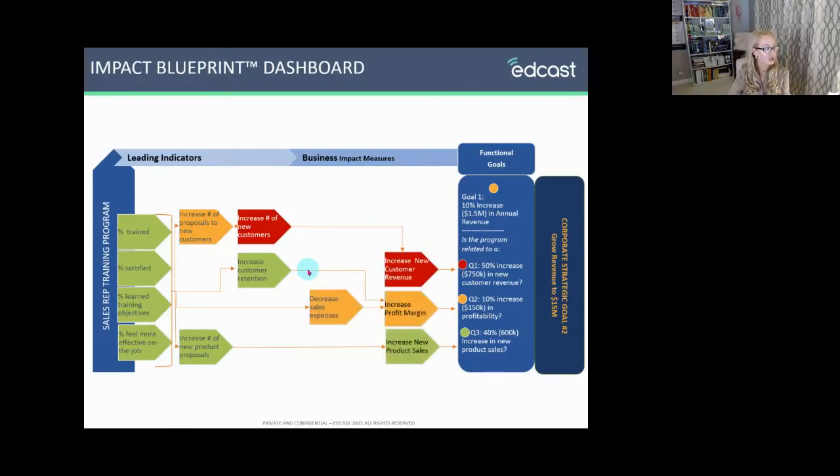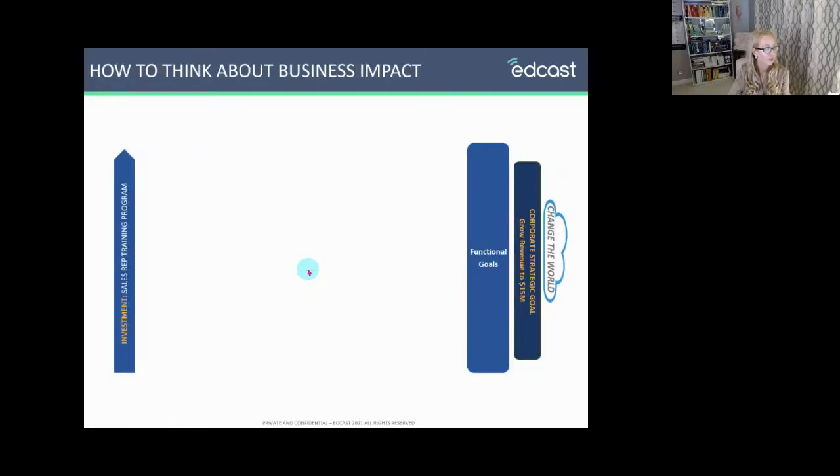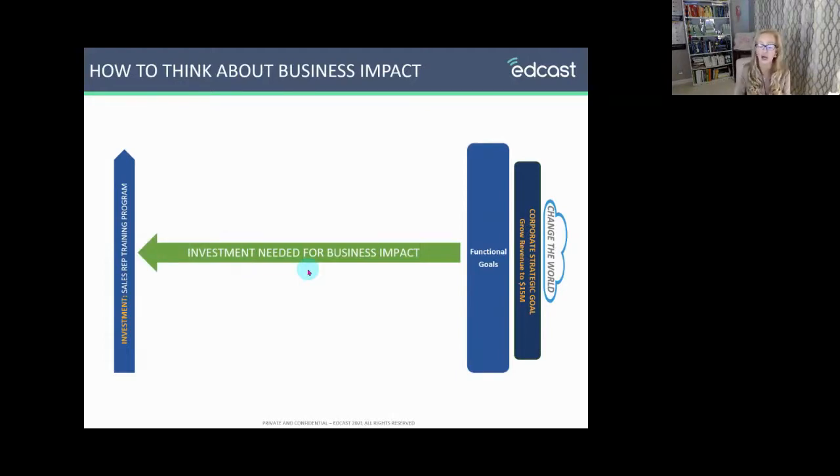So now let's look at the sales training program we talked about, which was an investment you already know. What about when you need to plan your investments? That's the ideal way to do it, because when you plan your investments, you decide what needles you need to move, then you make the investment or build the program. So you work from the right to the left on your impact map.